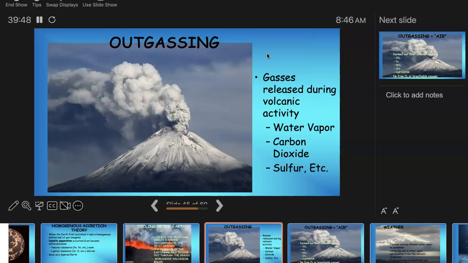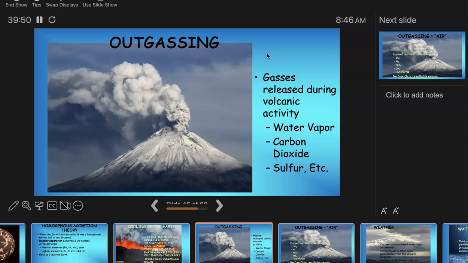We actually want some greenhouse gases. We need them to keep us a little warmer than we should have been. So, speaking of which, outgassing is our next vocabulary word.